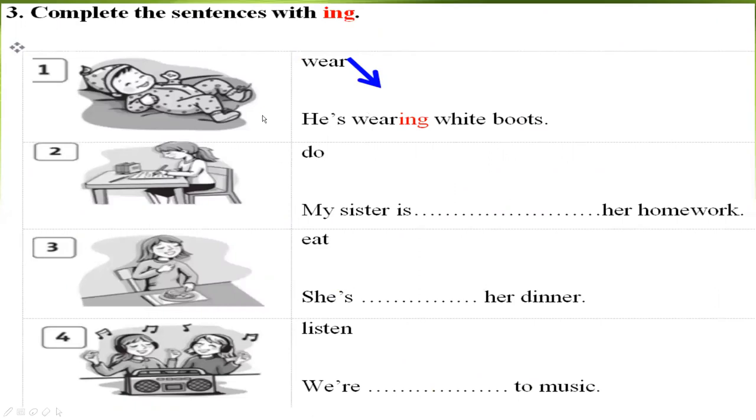Exercise number three. Complete the sentences with I and G, okay? Here, the sentence, okay? So, you look at the picture, okay? He's wear, the verb wear, you add I and G, okay? He's wearing white boots, okay? So you do the same, okay, very good.